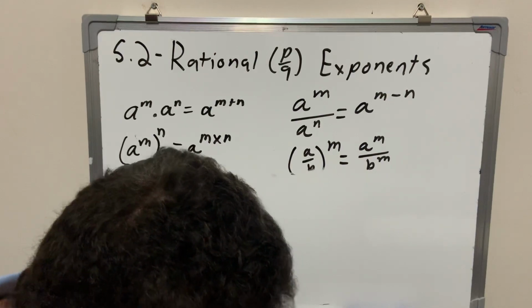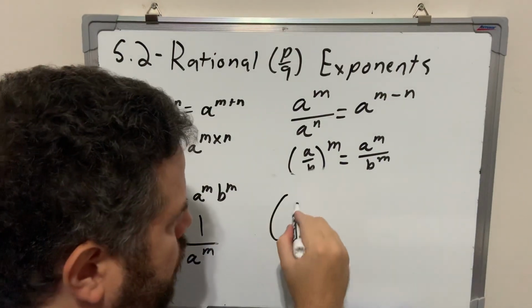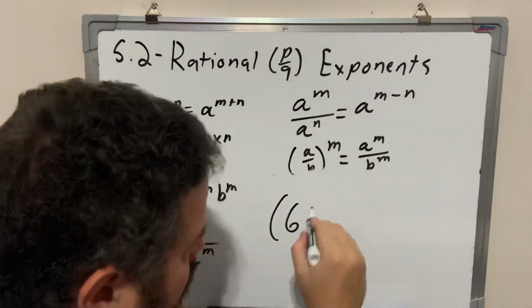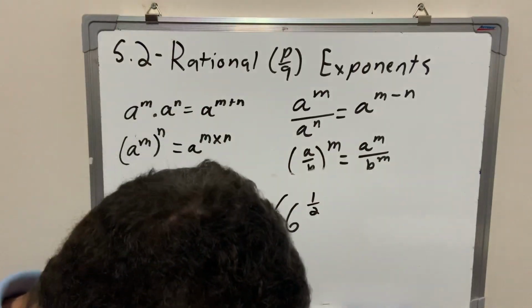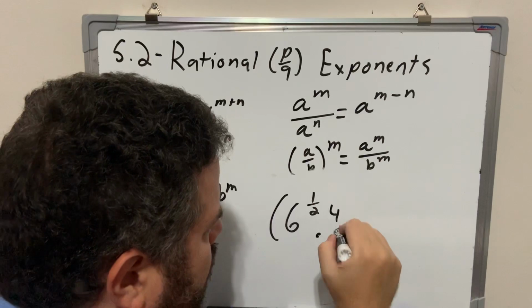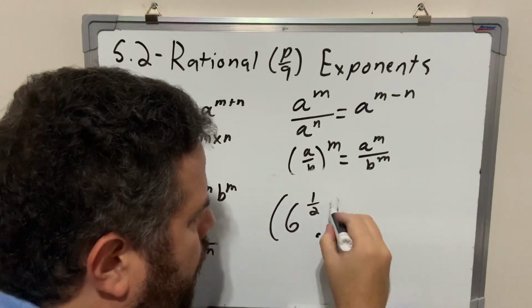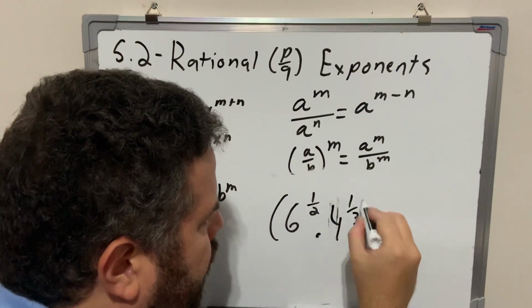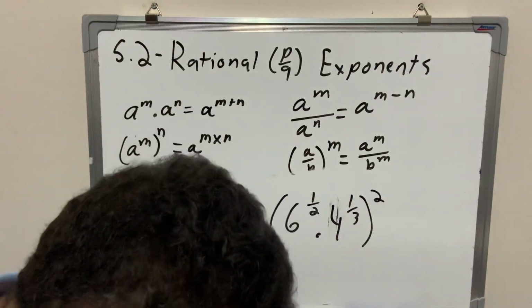Let's look at example 2. 6 to the 1/2 times 4 to the 1/3, all to the second power.